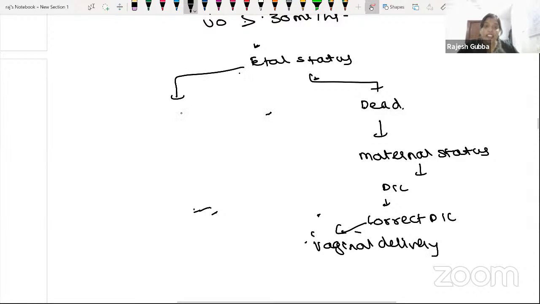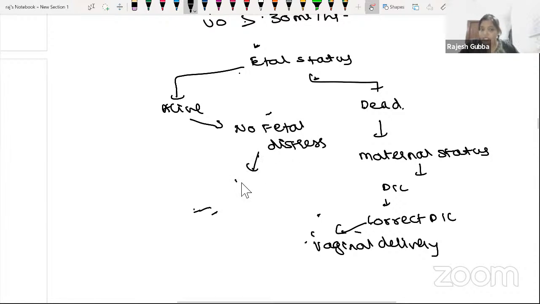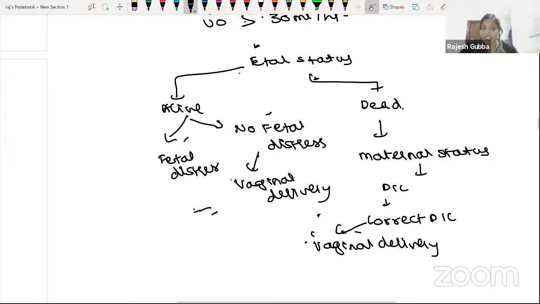Next, if the fetus is alive and there is no fetal distress, then you have to go for vaginal delivery. You should encourage a contracting uterus, right? If there is fetal distress, then take them for cesarean section.